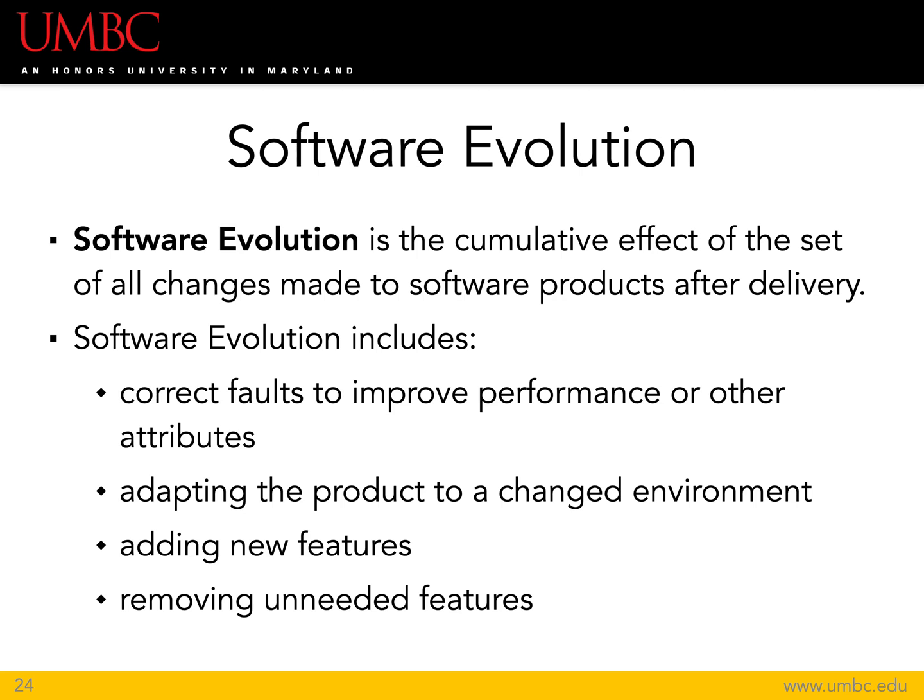So the last section of slides in this lecture is on software evolution. And I do want to differentiate evolution of software from maintenance. Evolution is the cumulative effect of the set of all changes made to the product after delivery. So it is not really the same thing as maintenance. This can include maintenance stuff like correcting faults, improving performance, or adding new features.